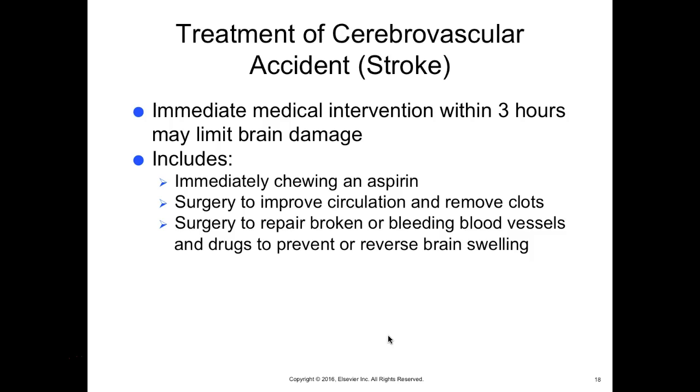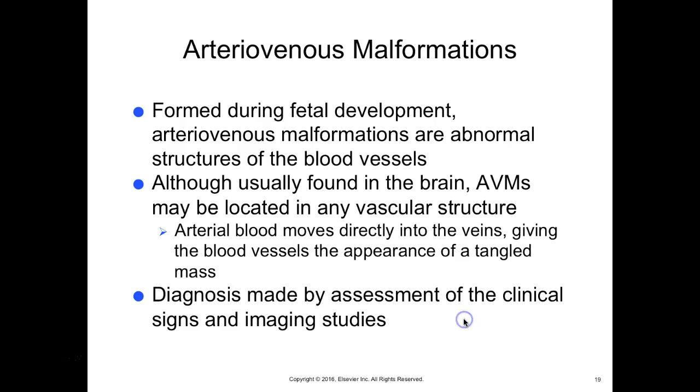So what does this include? Immediate chewing of an aspirin, surgery to improve circulation and remove clots, surgery to repair broken or bleeding blood vessels, and drugs to prevent or reverse brain swelling. Now, if somebody has a bleeding CVA, we don't want them to take aspirin because that will increase bleeding. But you don't know what kind of stroke it is until they're evaluated.